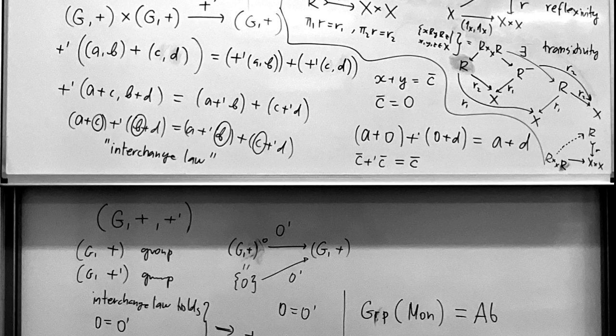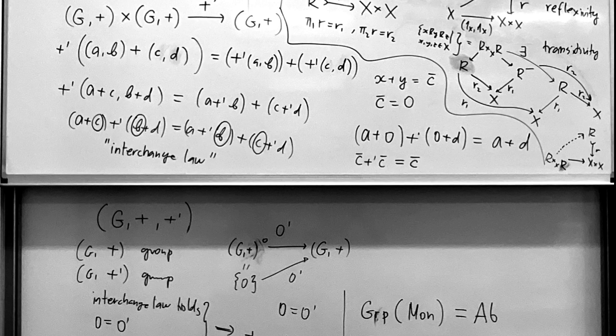Why? 0 prime is a morphism from G plus to the power 0 to G plus. But what is G plus to the power 0? That's the terminal object in the category of groups. It's a singleton group having just 0 as its element. So 0 prime selects an element in G, but this must be a group homomorphism, right?